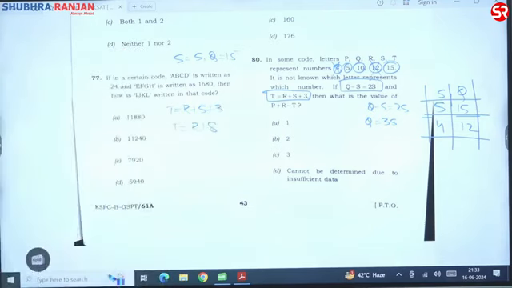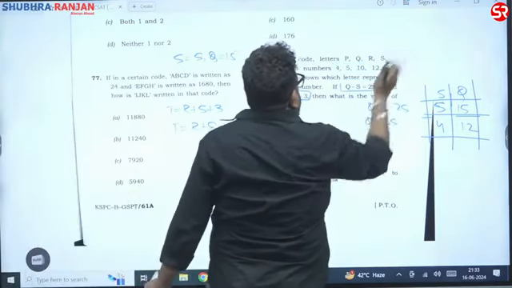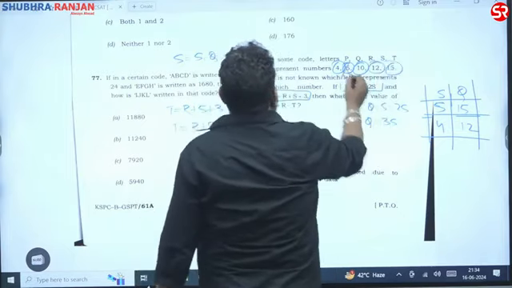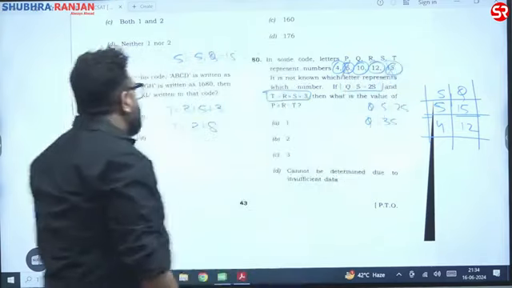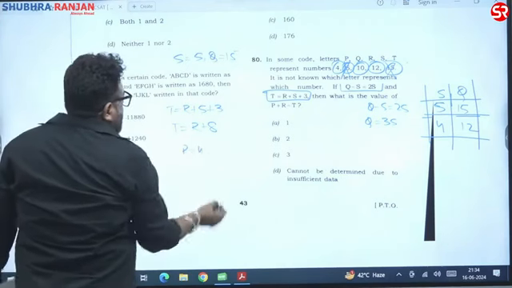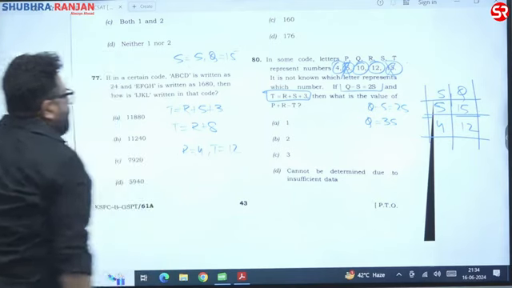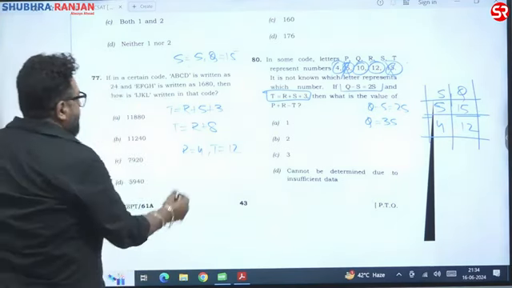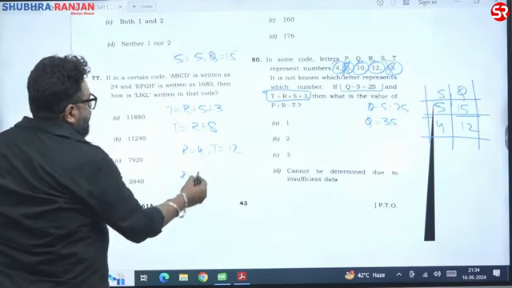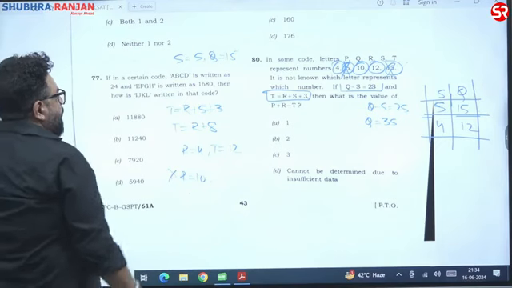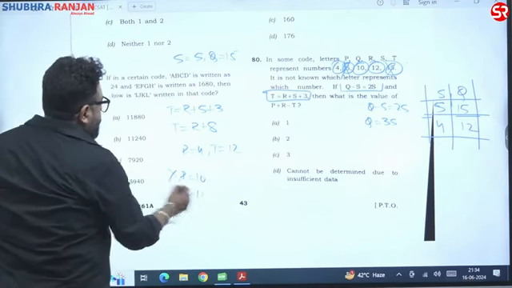Now let's see. 5 is gone and 15 is gone. You're left with 4, 10, 12, right? So if you take R is equal to 4, then T would be equal to 12. It can work, absolutely it can work, right? And if you take R is equal to 10, then it is not possible because T as 18 will not work. If you take R is equal to 12, that is also not possible.